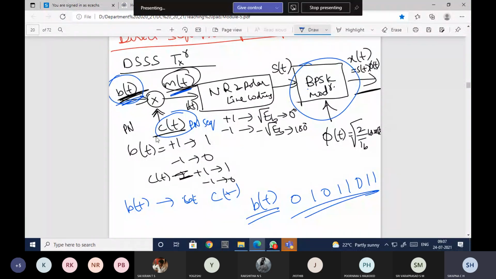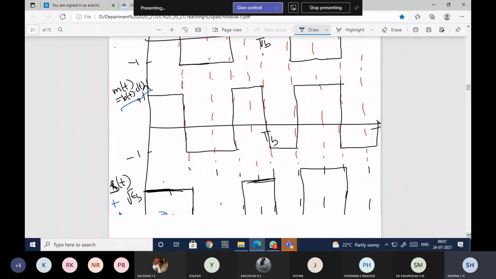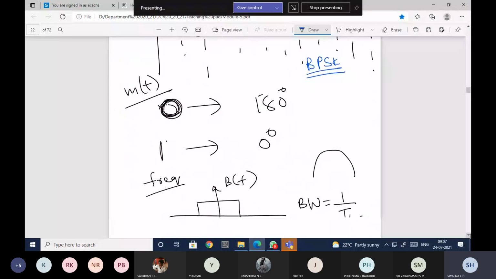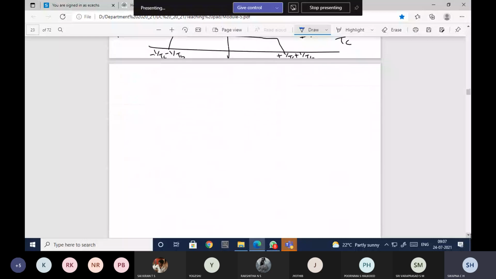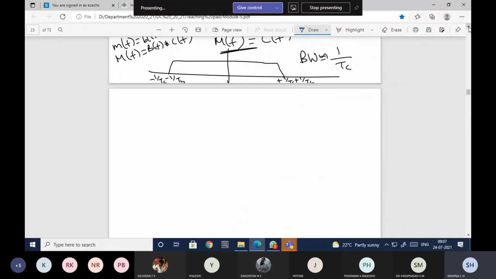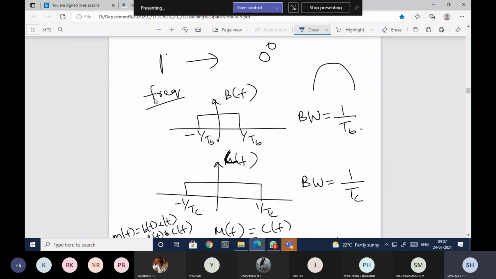Anything is fine because it is just a linear operation. You can just change the order. So this is all we have seen so far, and the same thing I have also shown you in the frequency domain as well.